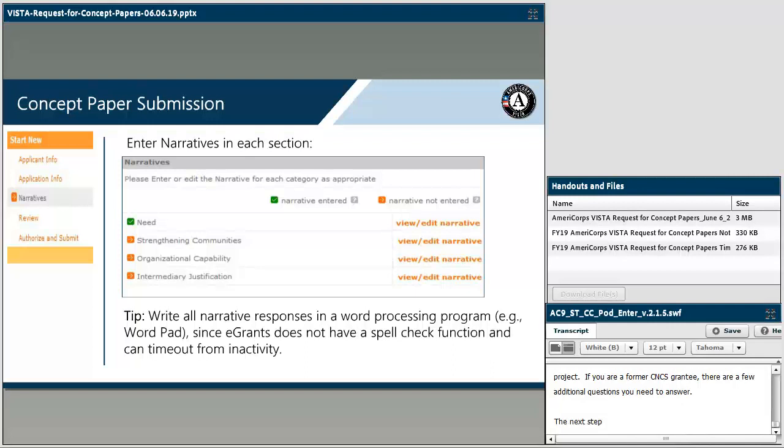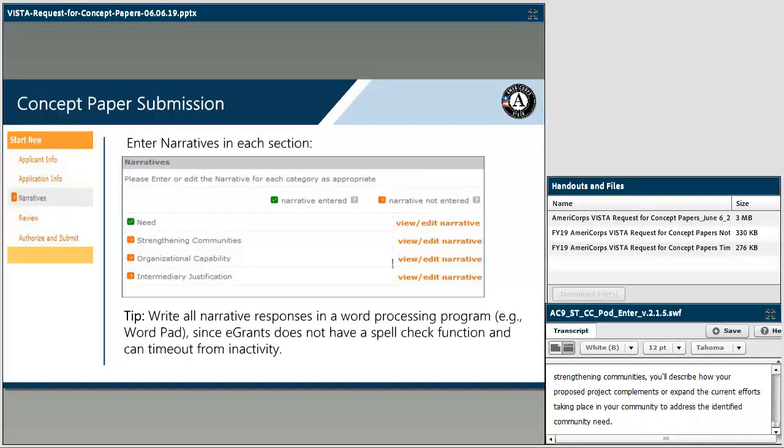The next step on the concept paper asks the applicant to complete 4 narrative questions. The narrative questions will allow you to thoroughly explain your proposed project and the community and the beneficiaries that will benefit. In the needs section, you will explain the unmet poverty-related community needs that you propose to address with this project. It is helpful to include data and citations when available. Under Strengthening Communities, you will describe how your proposed project aims to complement or expand the current efforts taking place in your community to address the identified community need.